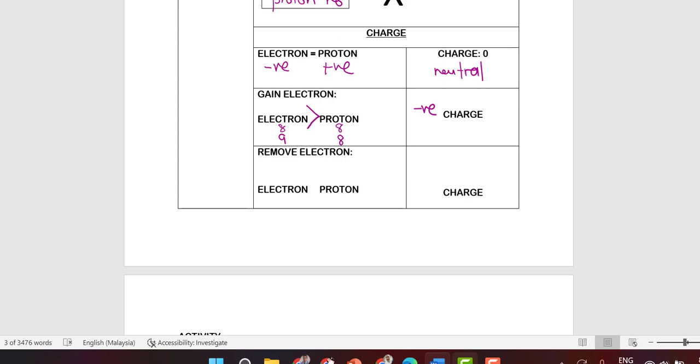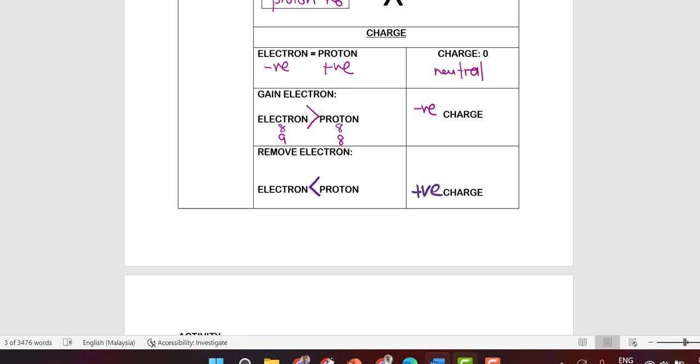Okay, next is when that atom removes electron. So number of electron is decreasing. So for example, from 8 it becomes 7, 6. So proton is still 8. Proton cannot be removed and cannot be gained. So this atom will become positive charge. Very easy to determine the charge.